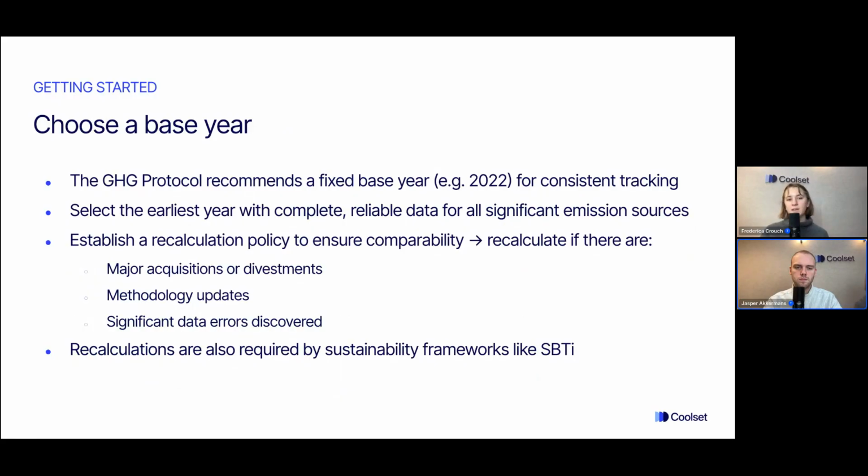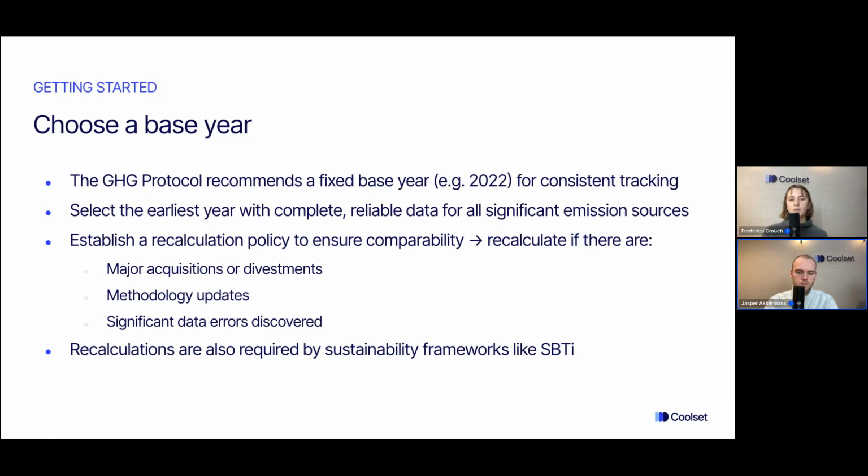Great. The next step is choosing a base year. The GHG Protocol recommends a fixed base year, for example, choosing 2022 for consistent tracking. This base year will be your foundation for comparison as you go forward. When choosing a base year, the earliest year with complete and reliable data for all significant emission sources is important, because in 10 years, for example, if you chose 2024, you can then depict how your emissions have changed, hopefully reduced from that base year.